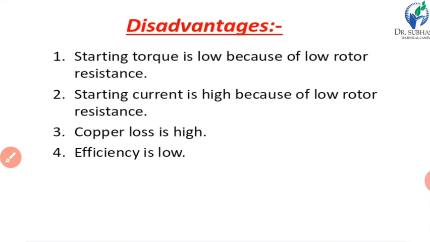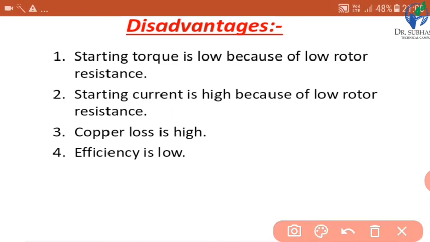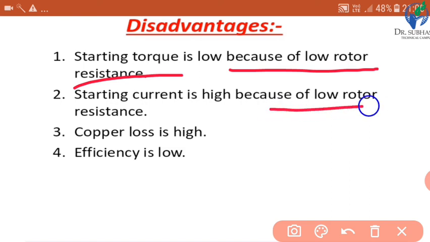Now disadvantages are: starting torque is low because of low rotor resistance. Then starting current is high because of low rotor resistance. Copper loss is high and efficiency is low in case of double cage.